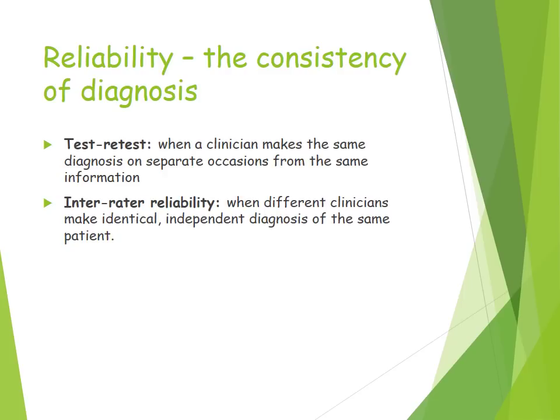Now another way you can assess it is the inter-rater reliability. So that's when different clinicians make the same diagnosis based on the same information given to them. So if we had two psychiatrists or clinicians and they were to be given the same information, would they both diagnose that person with schizophrenia? And if they do, then we have high inter-rater reliability.